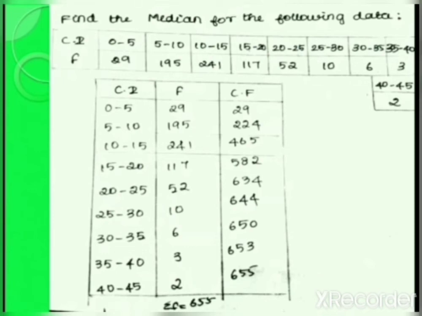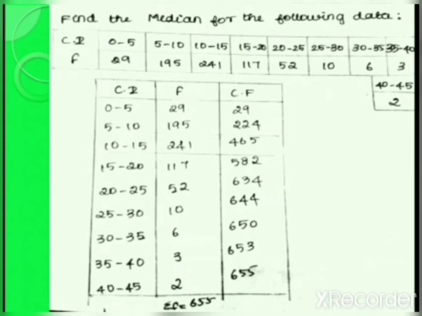Here our first frequency value is 29, so our first cumulative frequency value is also 29. Then the second frequency value is 195, so we add the second value plus the first value: 195 plus 29, which is 224, your second cumulative frequency. Like that, you add the third value plus the second value plus the first value: 241 plus 195 plus 29, which is equal to 465, your third cumulative frequency value.